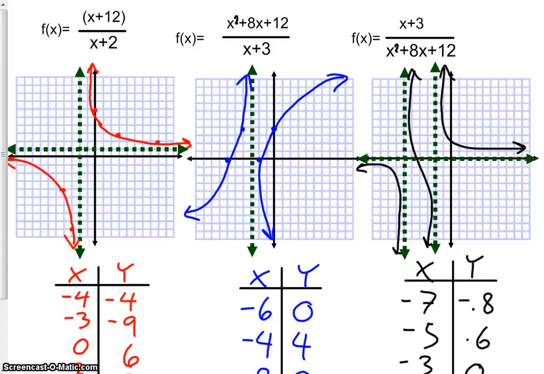What happens in the end is, if you notice in my first equation, the numerator and the denominator have the same degree. When you have the same degree, you're going to have one horizontal asymptote and one vertical asymptote. In the second equation given here, I don't have the same degree. The numerator degree is greater than the denominator degree, and what that means is there are no horizontal asymptotes.